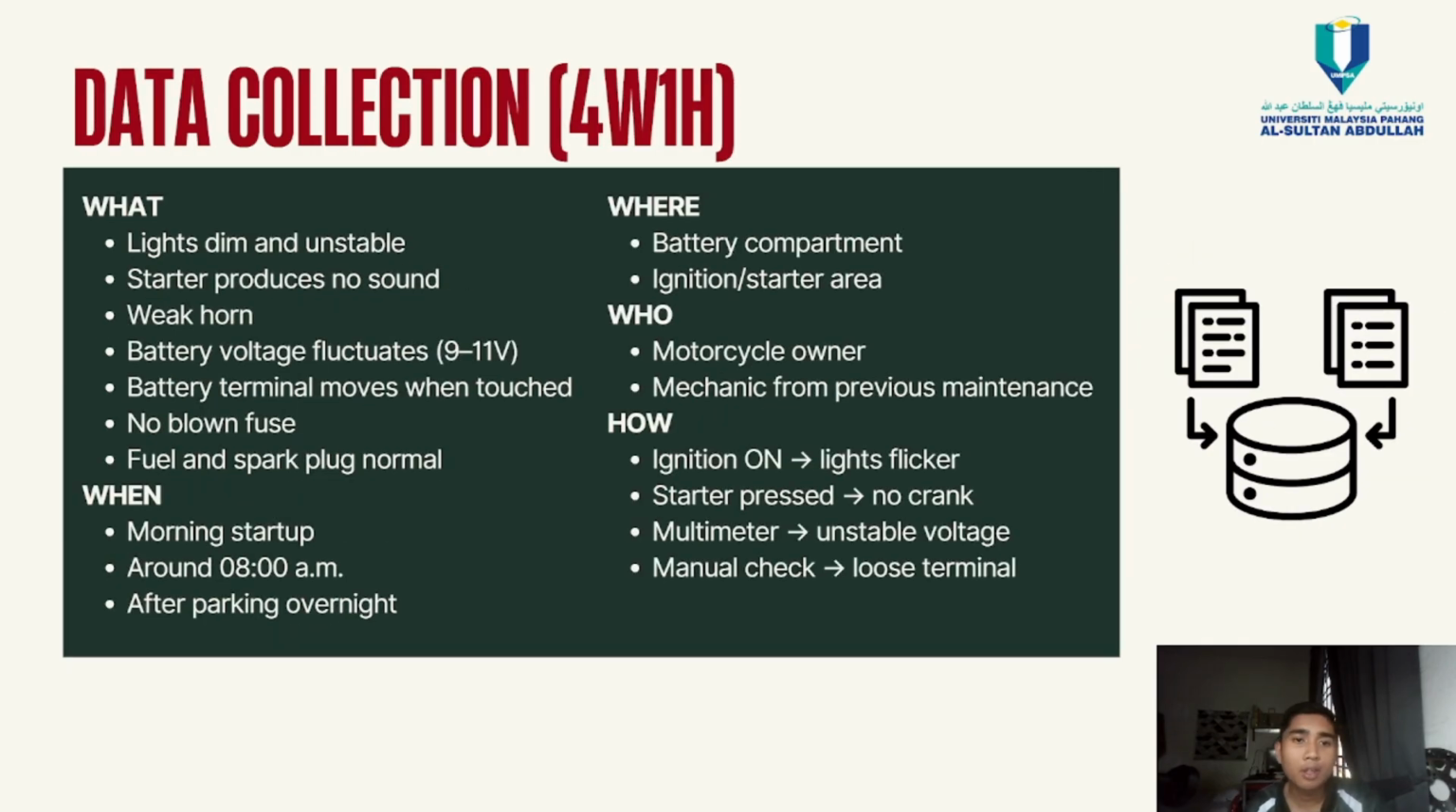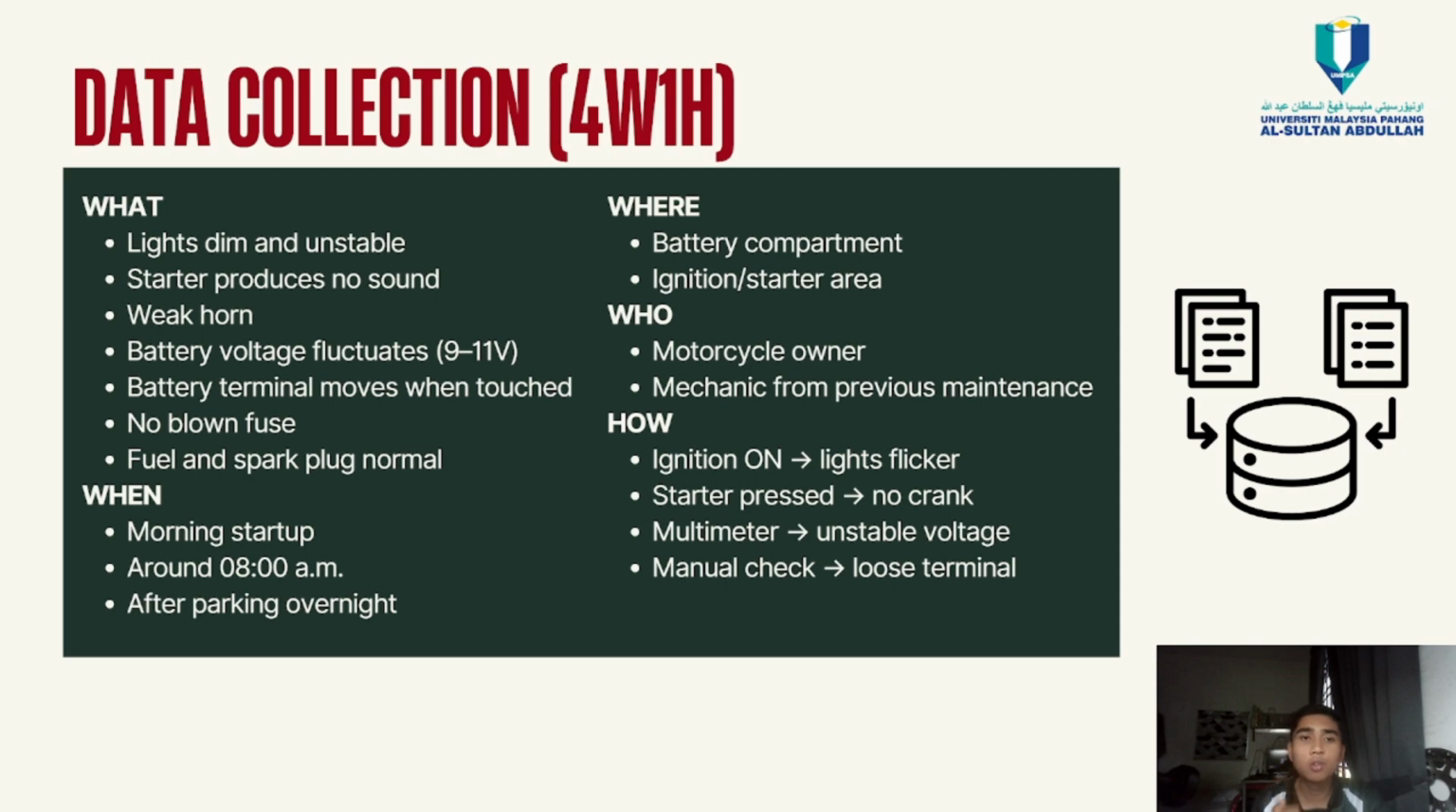So we go to data collection, where we use 4W1H. For the first W, which is what: first, the lights dim and are unstable. Second, the starter produces no sound. Third, a weak horn. Fourth, battery voltage fluctuates around 9 to 11 volts. Fifth, the battery terminal moves when touched. Number 6, no blown fuse. And the 7th, fuel and spark plug are normal.